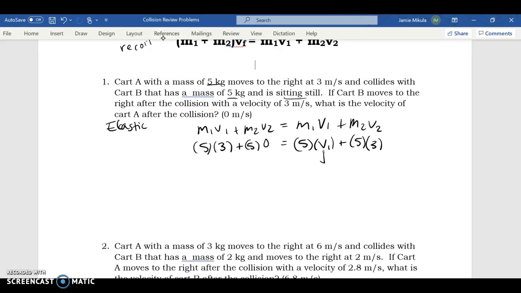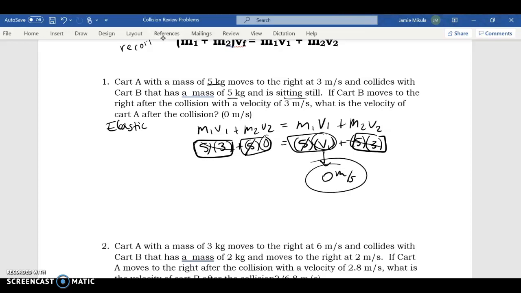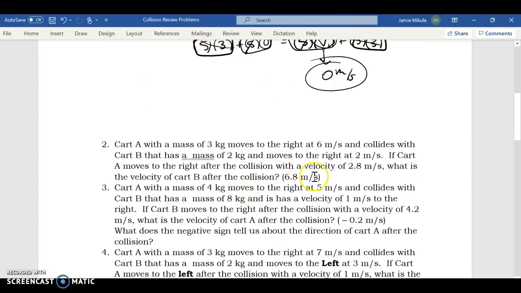So I can see here that the answer is going to be 0 without even doing any math, because this equals that, so that cancels those two, and so these would have to be equal, and since there's a 5 there, this would have to be 0. So without doing any math, I know that that's going to be 0 meters per second. All right, number 2.